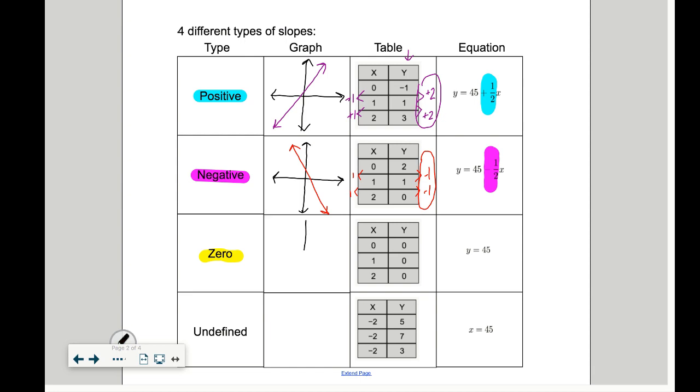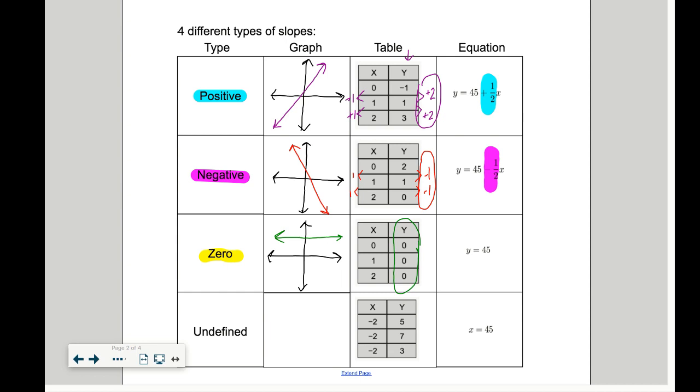So I'll draw my coordinate grid again. Since it has no rise, it's just flat. So it looks like that, anywhere on the grid, but it's flat. Zero has no rise. And how you can tell in your table is all of the y values are the same. They're not necessarily 0. They could be 1, 1, 1. They could be 2, 2, 2.